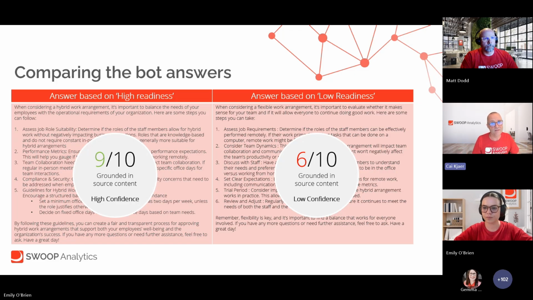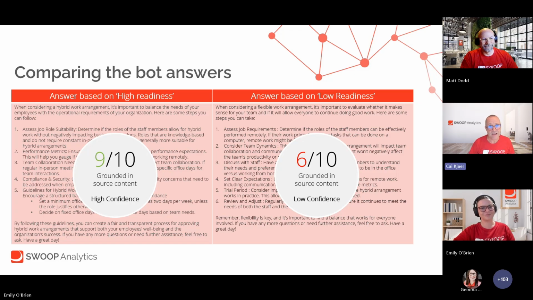Now let's have a look at the other one with low AI readiness. So we also checked how confident we can be that the answer we see here on the screen, for the employee, when you look at it, looks pretty much the same. I can't really tell the difference between these. They both look credible to me. Now let's have a look at what the confidence score of this is. It's 6 out of 10.